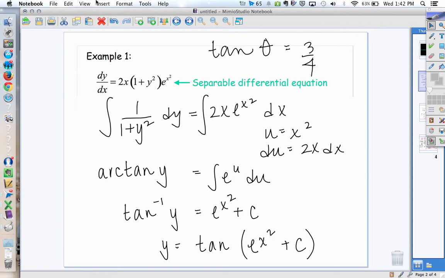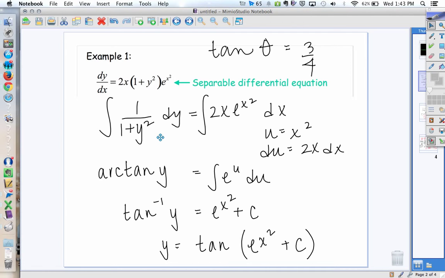You have dy over dx equals 2x times (1 plus y squared) times e to the x squared. If you remember correctly from the previous video, you want to move all your x's to one side and all your y's to the other. When you do that, you get the integral of 1 over (1 plus y squared) dy equals the integral of 2x e to the x squared dx. Now to solve the left side, if you look at it carefully, you can see that's arctangent. So arctangent equals that right side, and for the right side, you're going to use u substitution to solve.